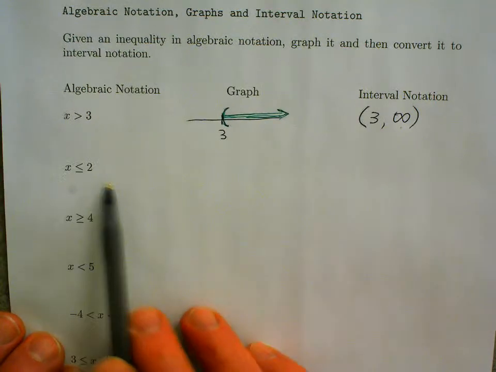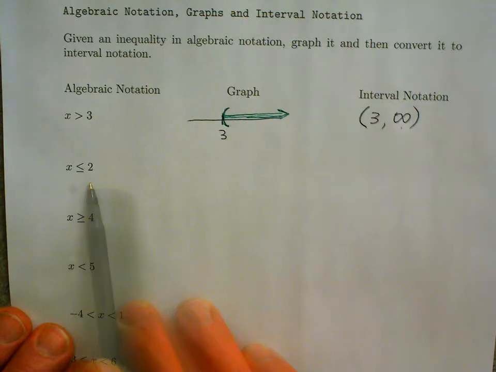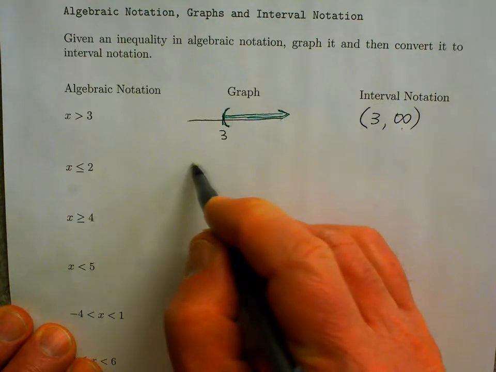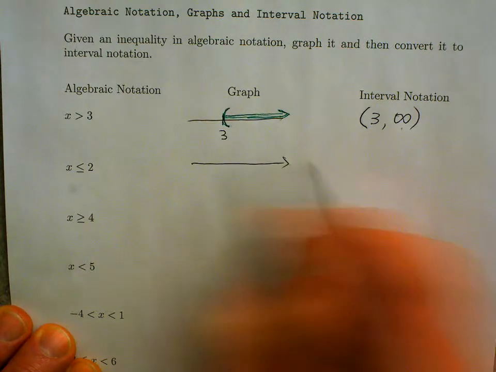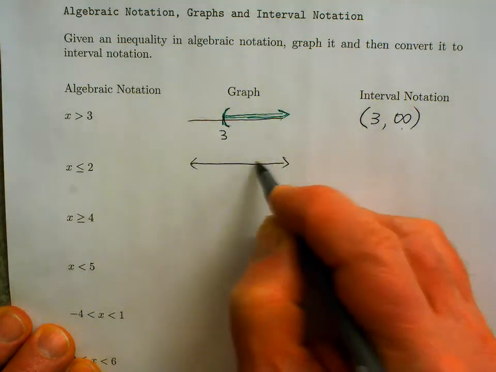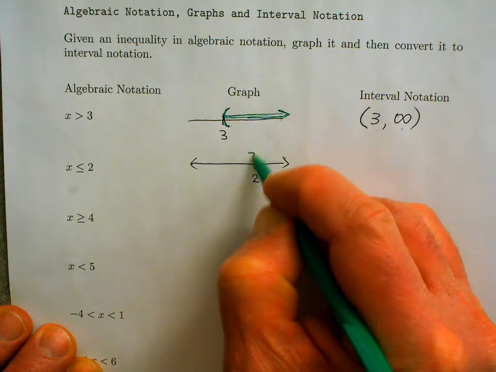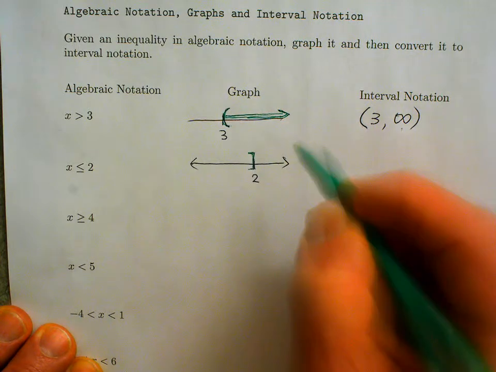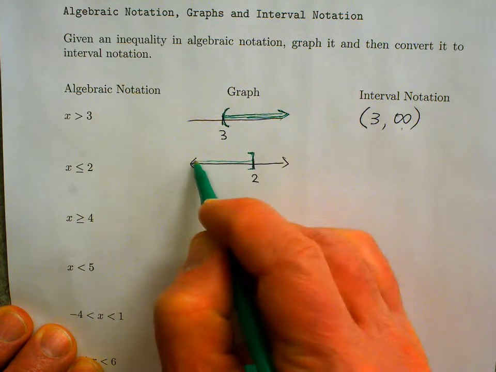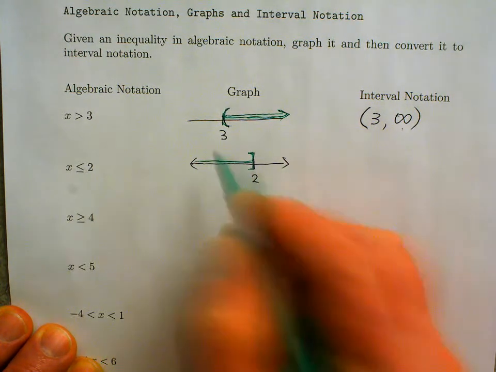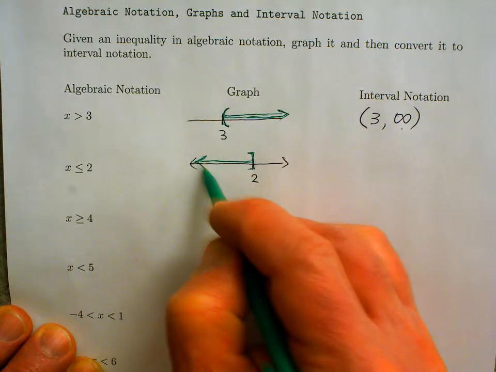Okay, the next one, x is less than or equal to 2. To graph this, plot the number 2, and we'll use a bracket that opens to the left, and the numbers less than 2, we shade those to the left.